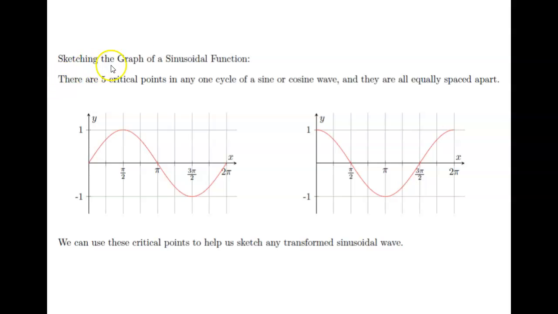When we are sketching the graph of a sinusoidal function, there are 5 critical points in any one cycle of a sine or cosine wave, and they are all equally spaced apart. So I have my 2 sinusoidal functions here. This first one represents a sine function. And the second one here represents a cosine function. And we can talk about all of the critical points as well as the key features for each of these functions.